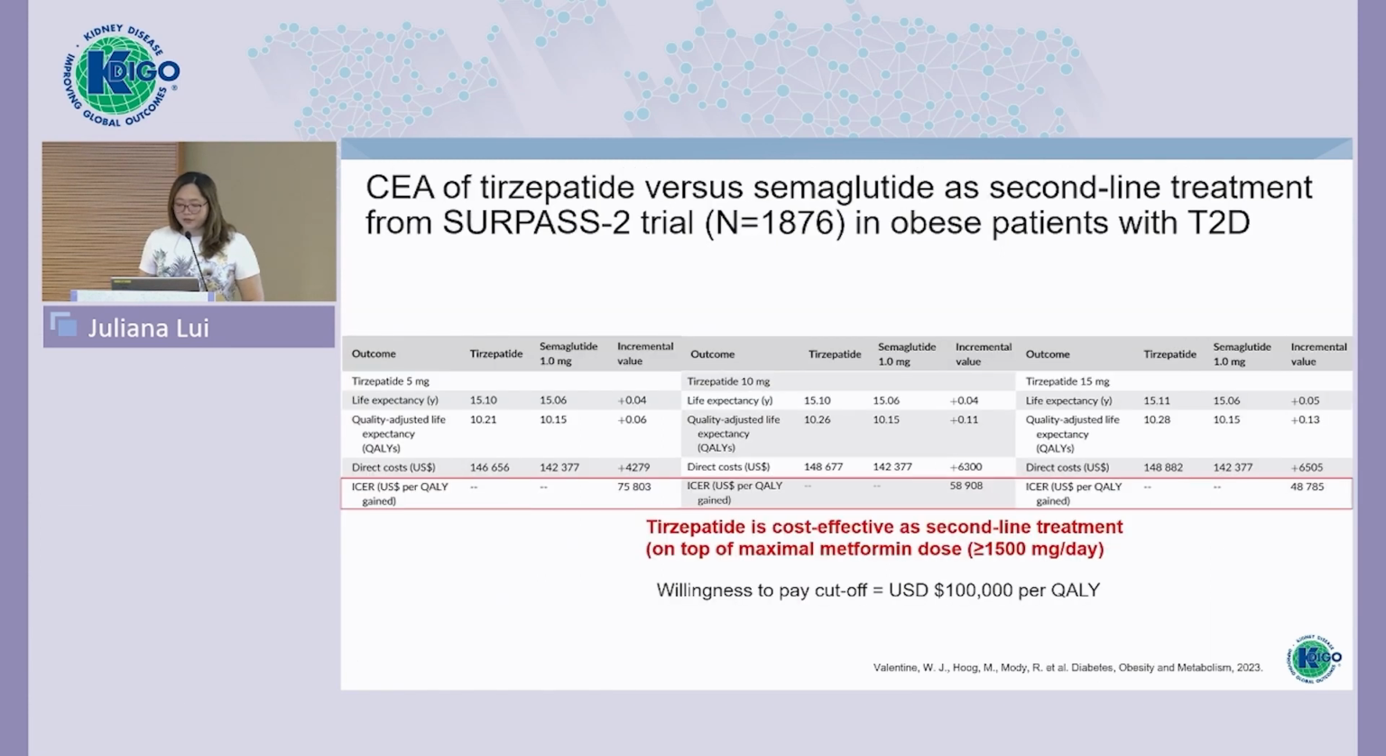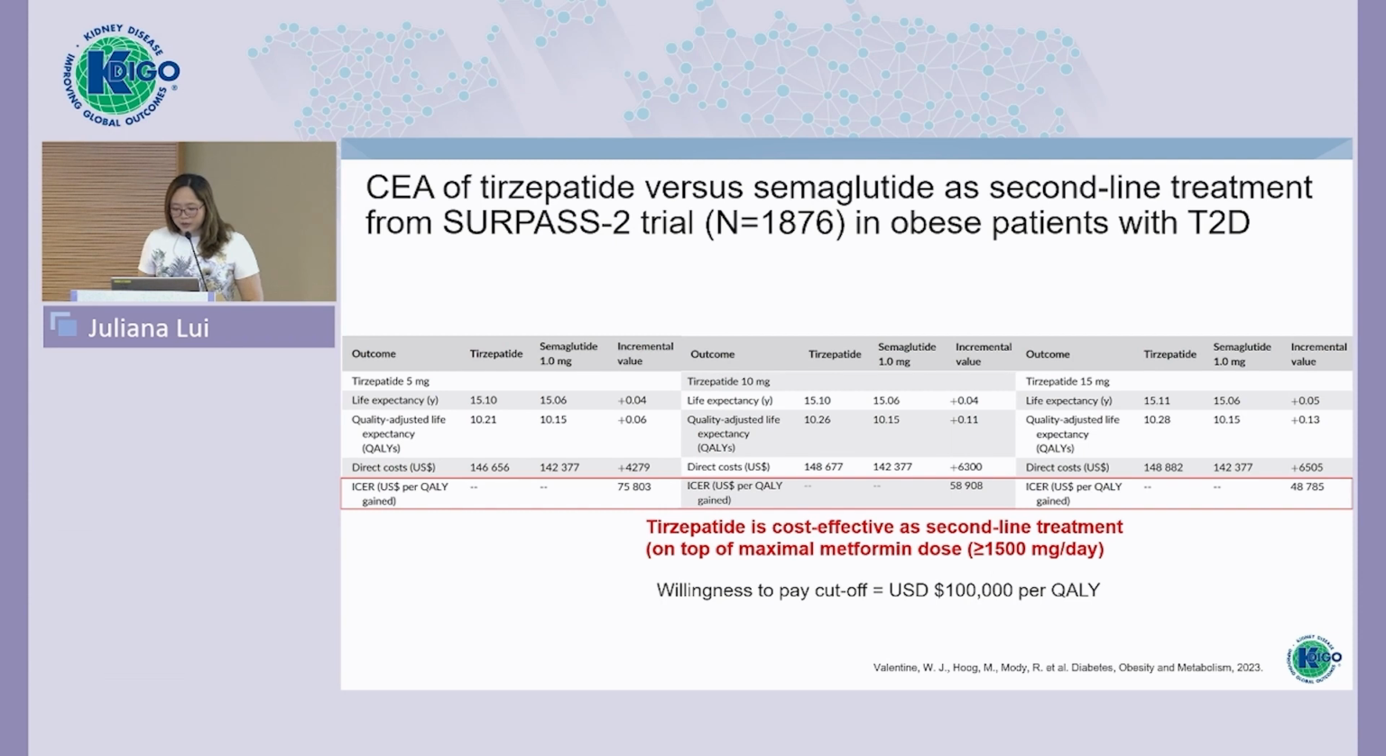So in a cost-effectiveness study published in January, tirzepatide was more cost-effective over semaglutide, which was modeled based on the SURPASS-2 trial of 1,876 obese patients with type 2 diabetes who were inadequately controlled with metformin, maximum metformin of 1,500 mg per day, mean BMI of 34.2, mean age of 56.6 years old, and HbA1c of around 8%.